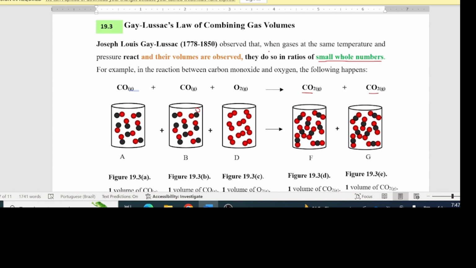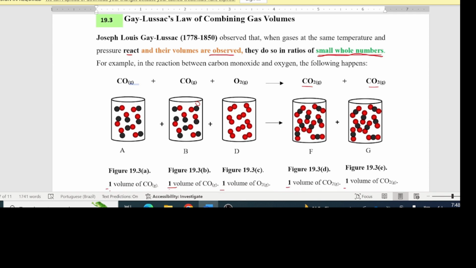Gay-Lussac observed that when gases at the same temperature and pressure react and their volumes are absorbed, they do so in ratios of small whole numbers. So let us see some examples here.